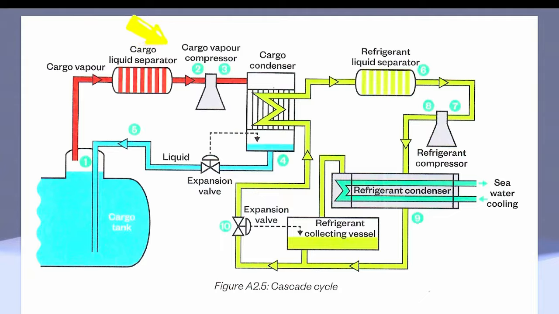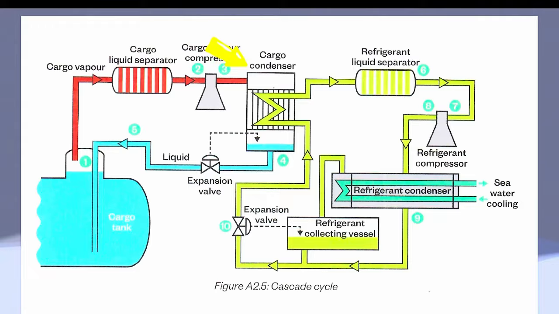Next, this boiled off gas enters the specialized cargo vapor compressor unit. Here, it is compressed and its pressure and temperature are significantly increased. And at the output, we get superheated gas. After the compressor, the flow is then carefully directed to the cargo condenser.